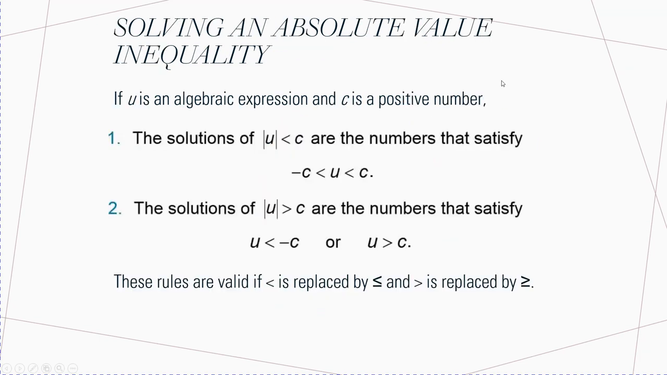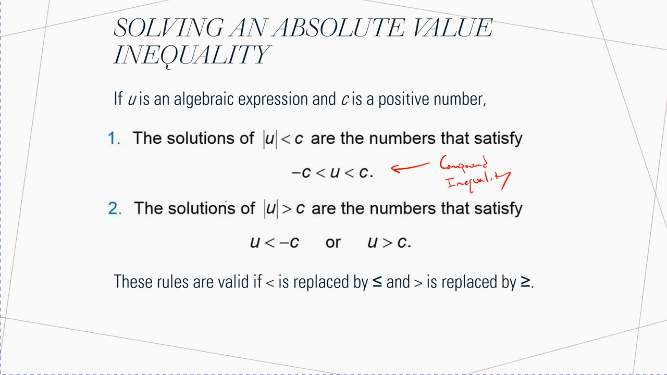All right, so last thing I want to talk about is solving absolute value inequalities. So if u is an algebraic expression and c is some positive number, you have two cases. The solutions of the absolute value of u is less than c are the numbers that satisfy this equation right here: minus c is less than u, less than c. So you're going to solve with a compound inequality.